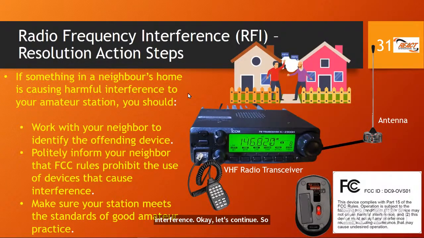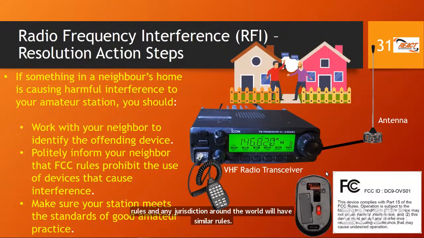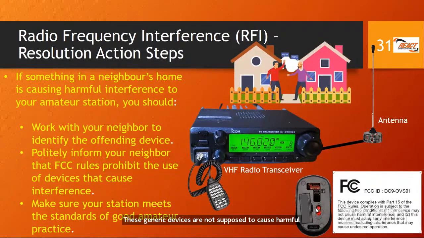So we may also cause or receive interference from our neighbors, right? So if it is that our neighbor is causing us interference, so for example, they may have a device that is transmitting. So what we have here is a little mouse that's transmitting low power RF. It's a part 15 device, so it's not supposed to cause harmful interference to other authorized services. That's what we put that up here for. That's the FCC rules, and any jurisdiction around the world will have similar rules. These generic devices are not supposed to cause harmful interference. So I've just put up one, a mouse.